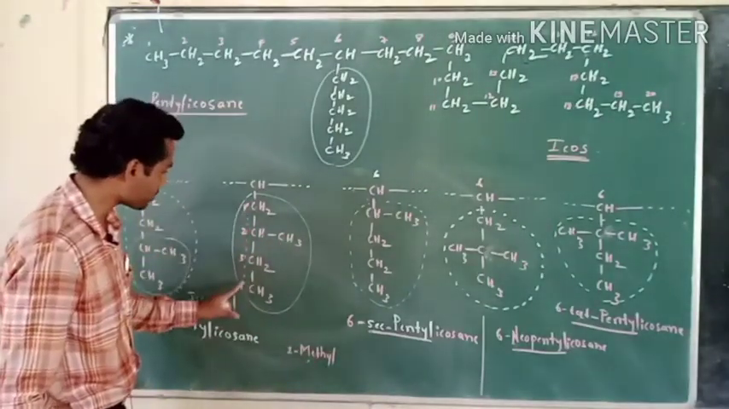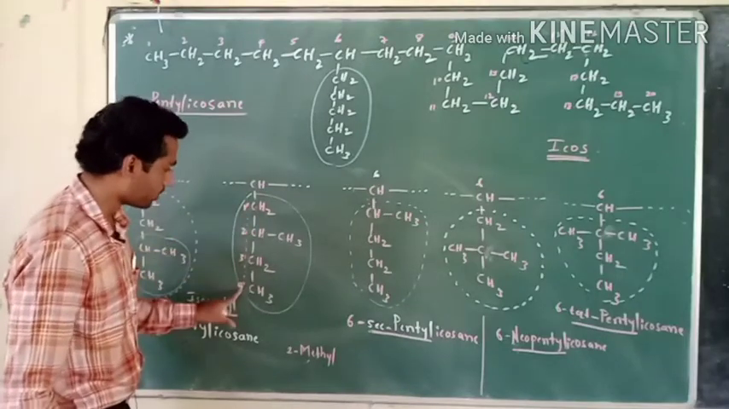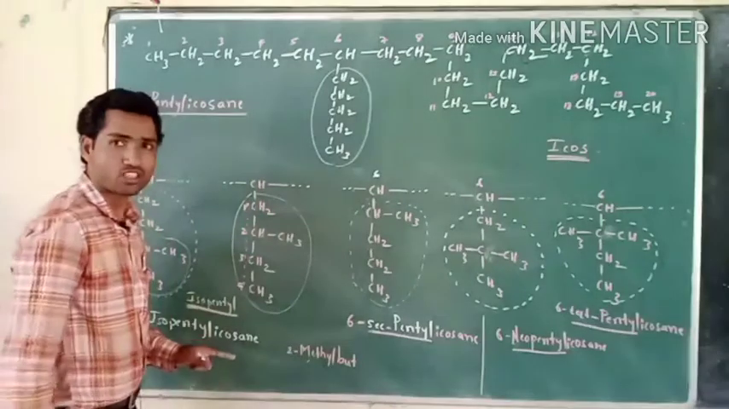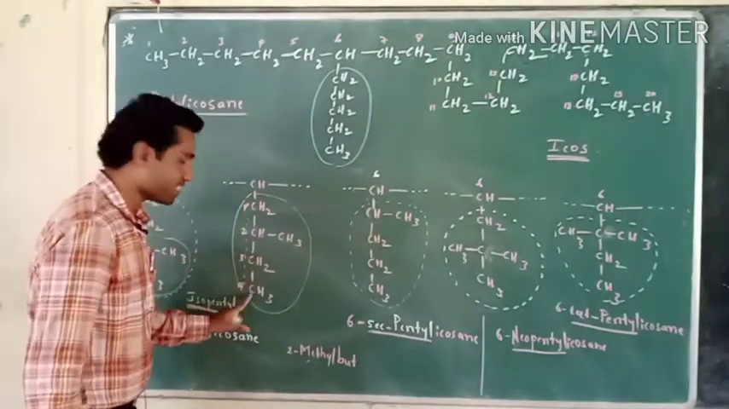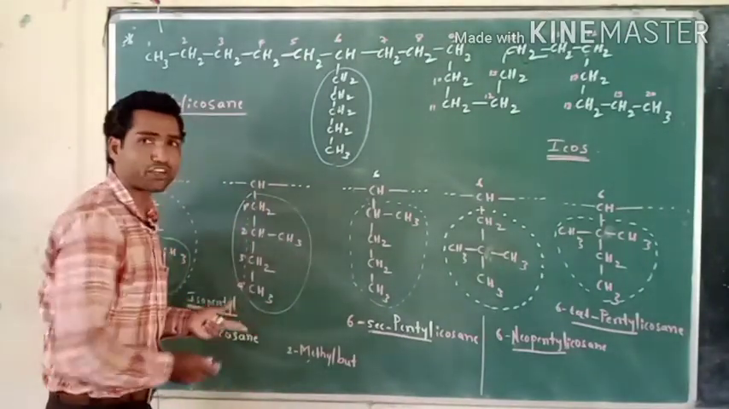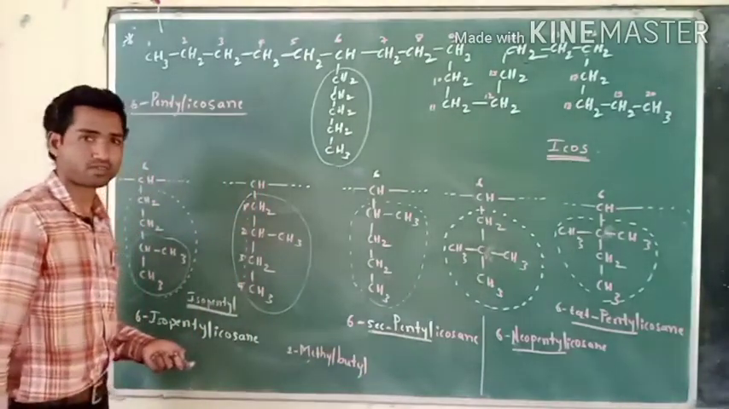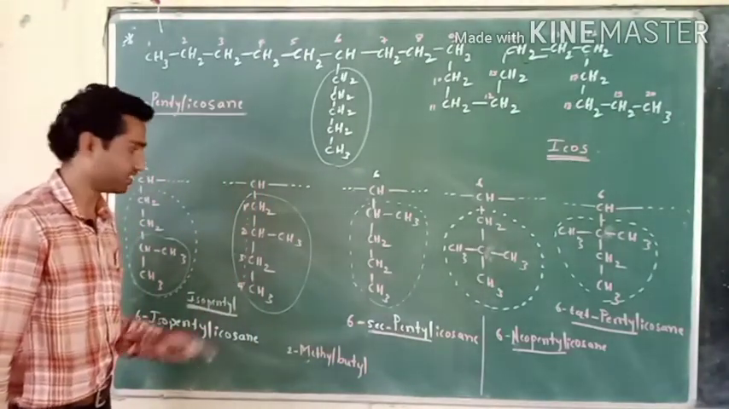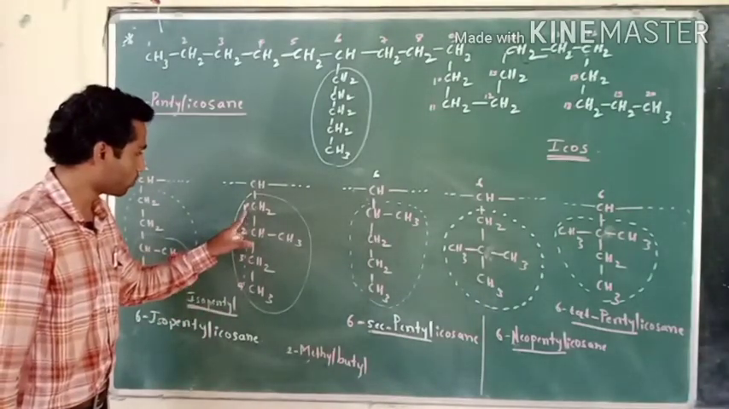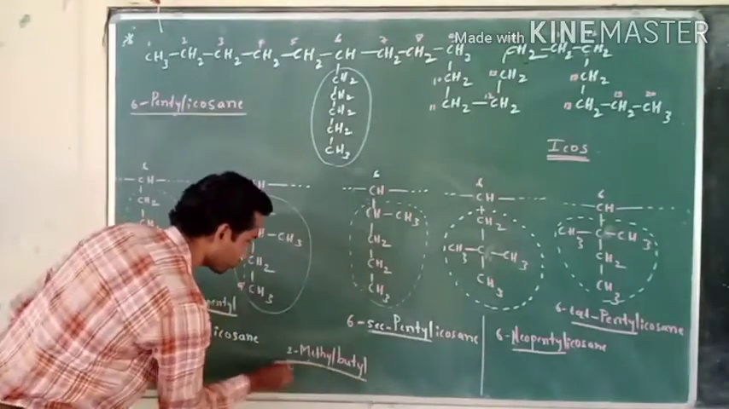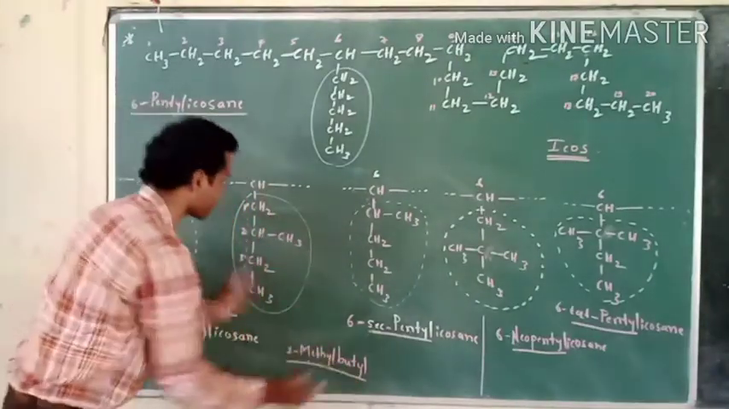Next, how many carbons in the longest carbon chain? 4. Therefore, but. So but, this whole thing is a substituent, therefore I have to use butyl. 2-methylbutyl. So this is the name of this substituent. This is the systematic name of this substituent.